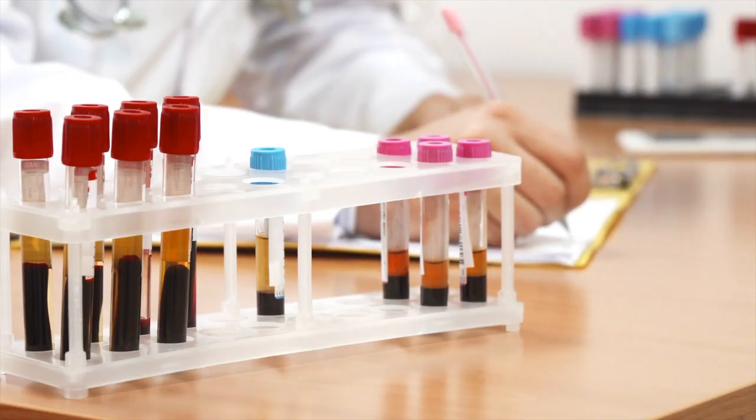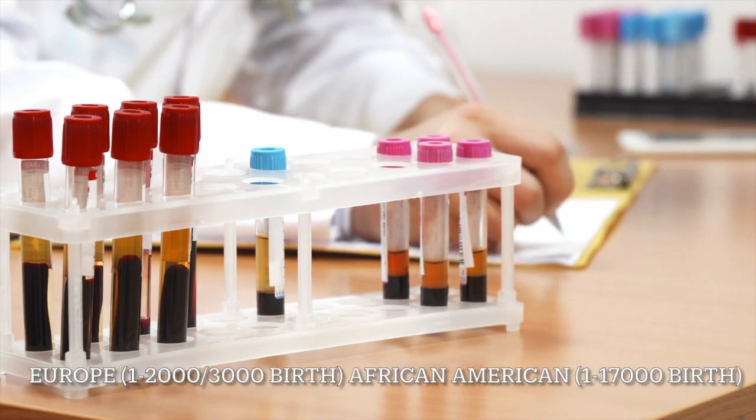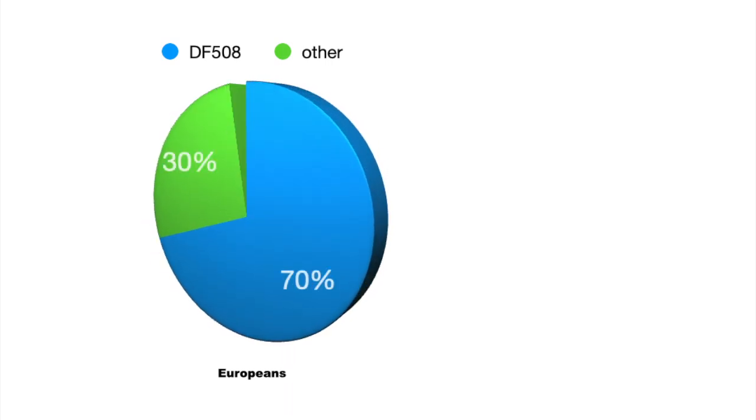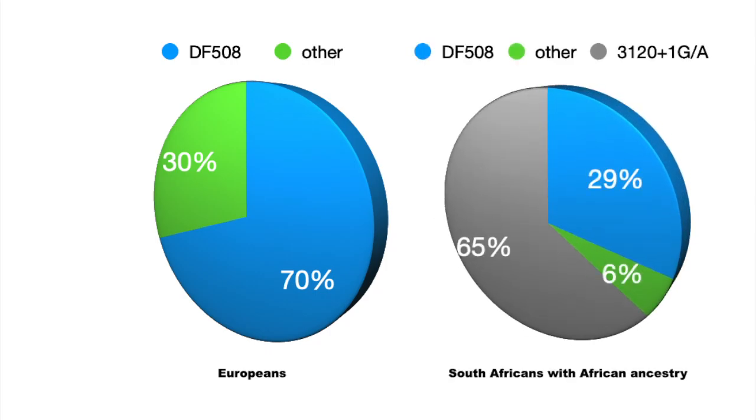Because a disease can be caused by different mutations in different populations despite having a similar outcome. An example is cystic fibrosis, a genetic disease common in Europe and rare in African Americans. In Europeans, the most common causative allele is the F508 in the CFTR gene, accounting for more than 70% of the cases. However, the same allele accounts only for 29% of cystic fibrosis cases in people of the African diaspora. In contrast, another mutation accounts for close to 65% of the patients in South Africans with African ancestry.